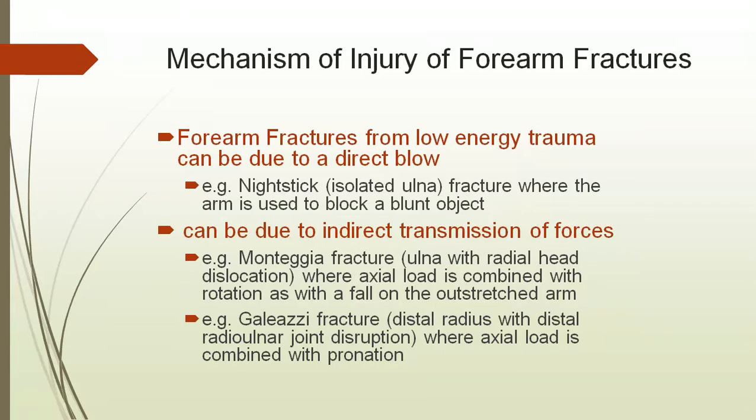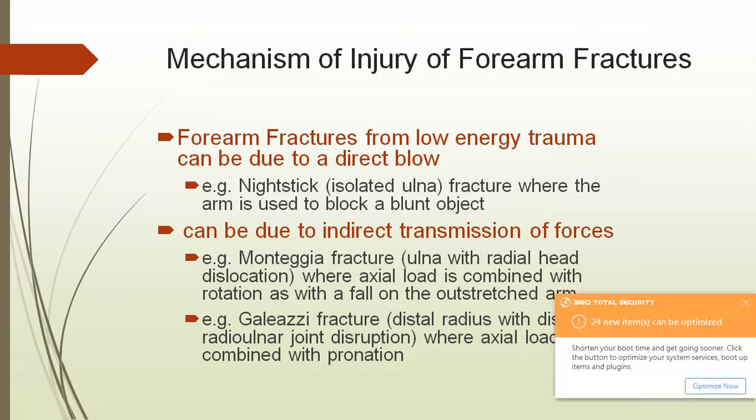If you want to block any blunt object hitting towards you with your forearm, automatically your ulna will be facing that object. That causes a nightstick fracture, an isolated ulnar fracture. Then there is indirect transmission: Monteggia fracture and Galeazzi fracture. These two are examples of indirect forces. Later we will discuss these Monteggia and Galeazzi fractures.